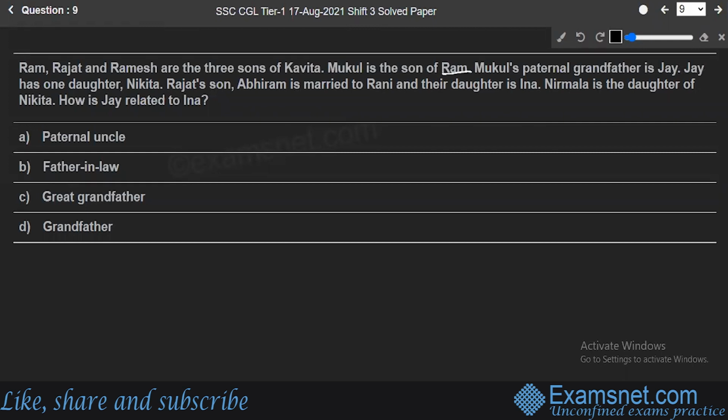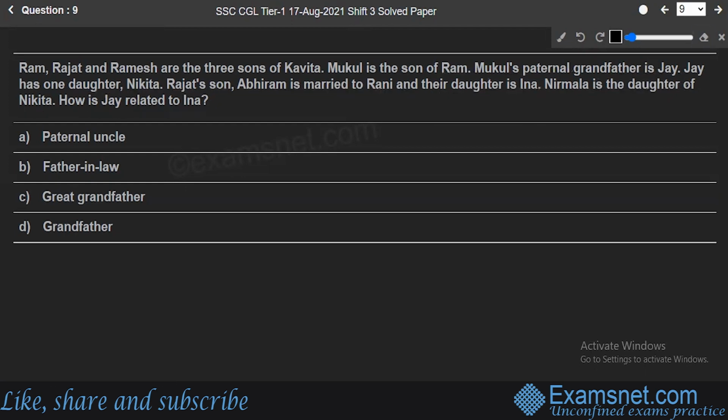Mukul is son of Ram. Mukul's paternal grandfather is Jay. Jay has one daughter, Nikita. Rajat's son, Ibrahim, is married to Rani and their daughter is Ina. Nirmala is the daughter of Nikita. How is Jay related to Ina?